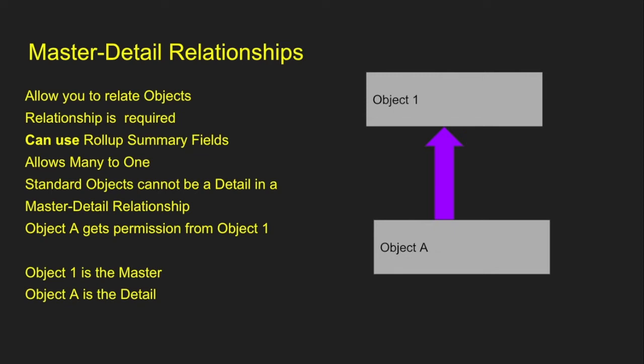This relationship is required. So whenever I create an object A, I have to make sure I populate the lookup, the relationship field, the master detail to object 1. So I can't create object A without having an object 1 record associated to it.